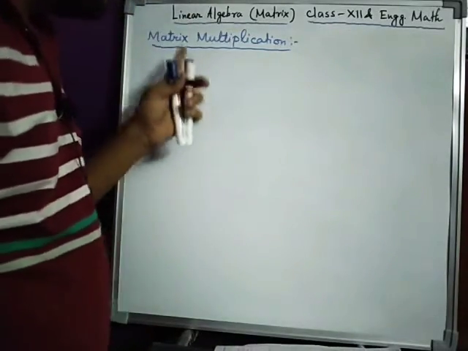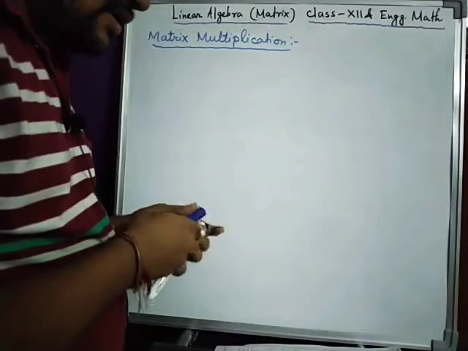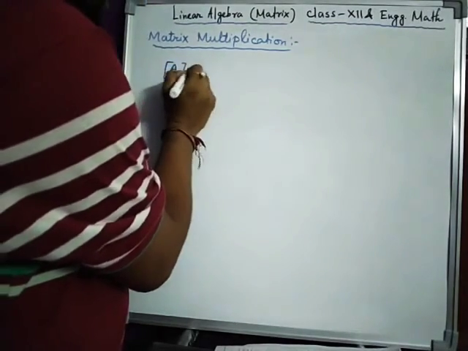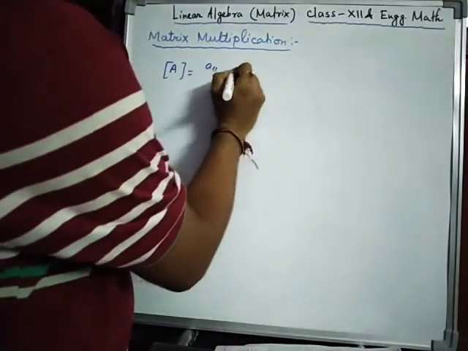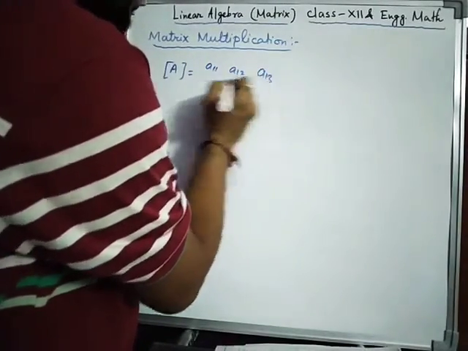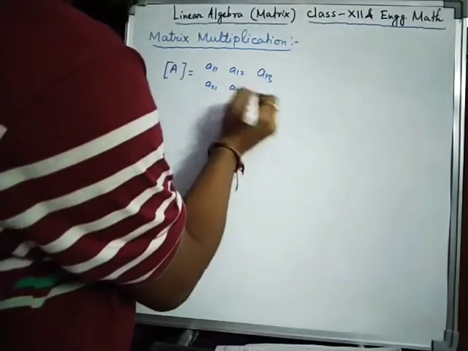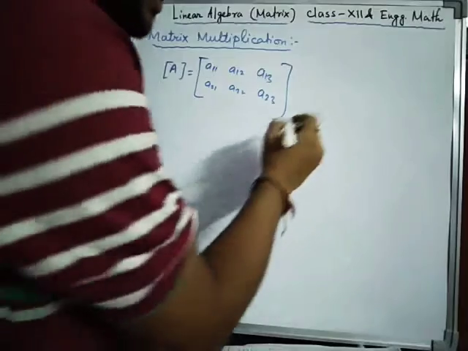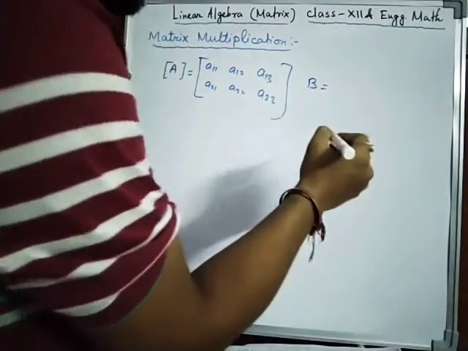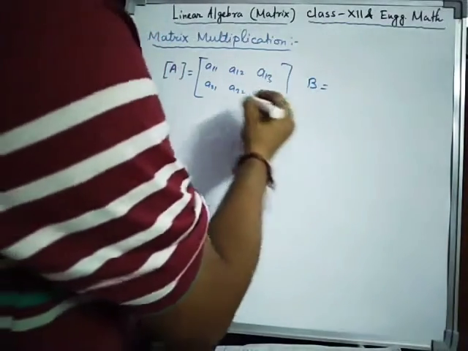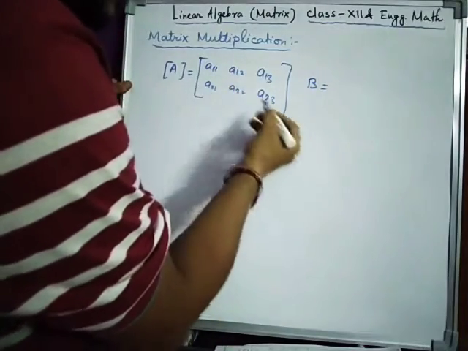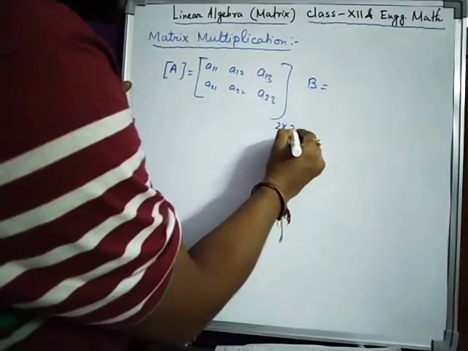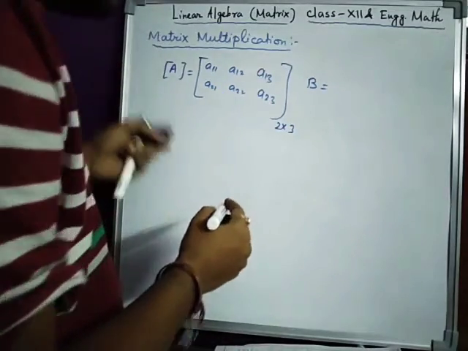Today's topic is matrix multiplication, how to multiply two matrices. Suppose first of all I am taking two matrices. One is A: A11, A12, A13, A21, A22, A23. There are a few generalized rules, and if you can remember them you can understand better. First, the order means how many rows and columns: two rows and three columns, so it is a 2 cross 3 matrix.